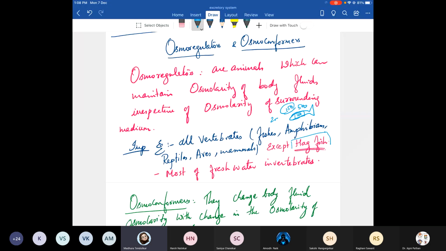Ma'am, are freshwater invertebrates an exception or are they examples? Which one? The exception is only hagfish. Most of the freshwater invertebrates are not an exception, sorry. They are included in this. The exception is only hagfish in vertebrates.